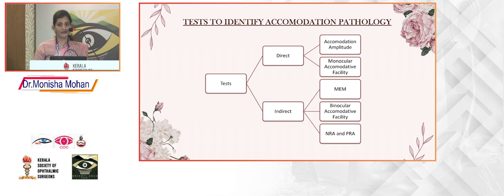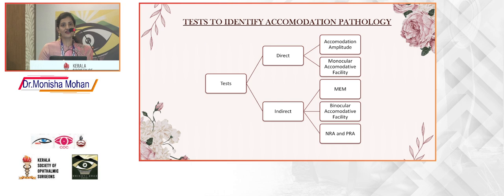So you have two kinds of tests: the direct and the indirect. Direct means it's directly going to calculate your accommodation issue, and indirect means there is a component of convergence associated with it, and that's why it is indirect. Direct would be accommodation amplitude and monocular accommodation facility. Indirect would be your MEM and binocular accommodation facility. With MEM, even if it is a binocular test, you're asking the patient to look at a single target and then checking it monocularly. So that's why it is an indirect test.